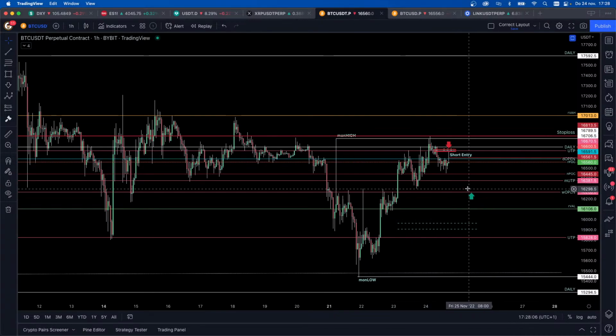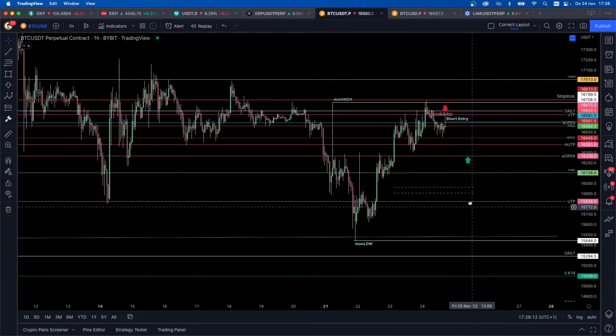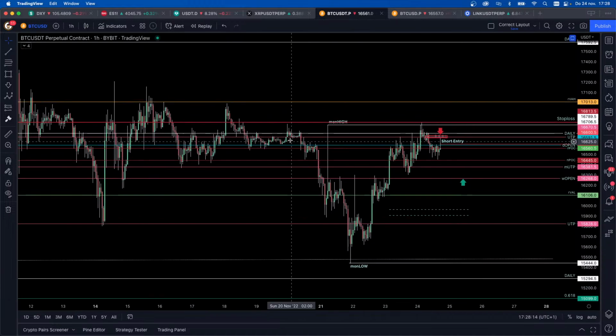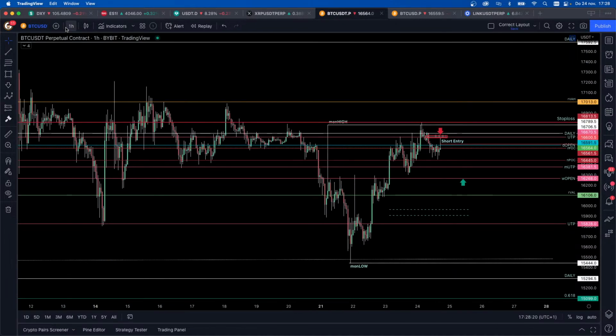I took a short. I would rather enter again over here or here. And then we have this daily, even lower. Now UZT is bouncing very well.